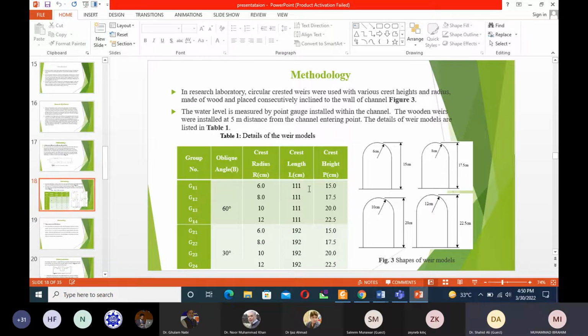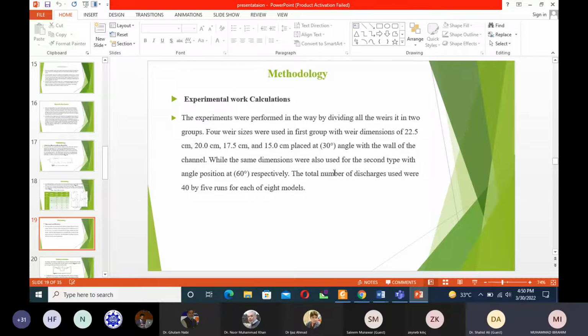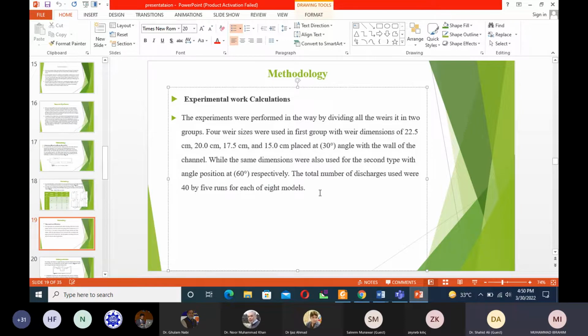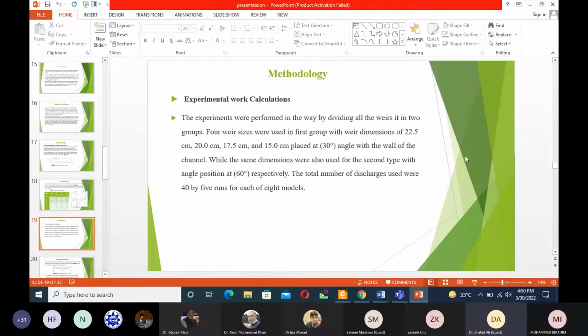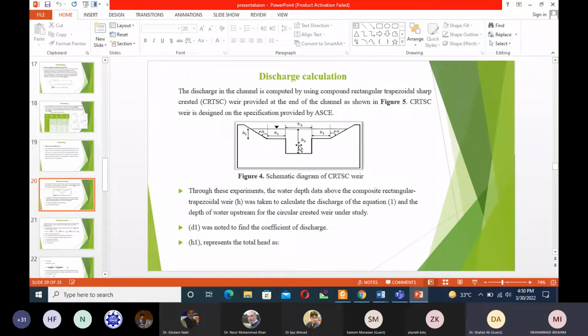So these are the dimensions of the weirs which have been used in the experiments. We have two groups of the weirs, one of 30-degree angle and the second one of 60-degree angle, and every weir has been run 5 times, so 40 experimental models. For the discharge calculation, we use a compound rectangular trapezoidal sharp crested weir, which is present at the downstream.